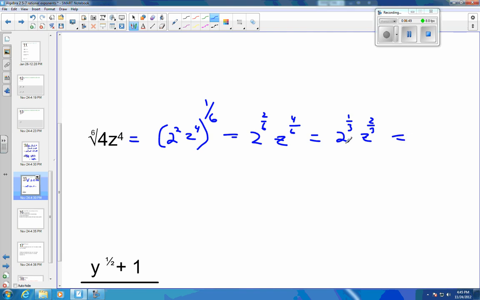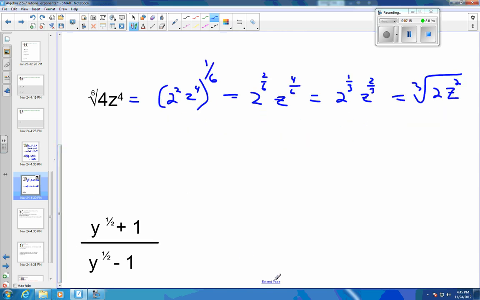And again, I started out as a radical, I end as a radical. So these are both thirds, so they can go under the same radical. And then this is going to be 2 to the 1st, z, oops, that's kind of ugly. Let's try that again. To the 3rd power. That's 2 to the 1st, z to the 2nd. So the cube root of 2z squared would be the final answer on that one.